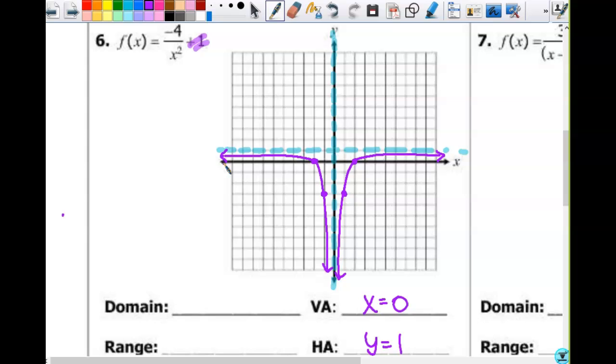Okay, so then my domain is -infinity to 0, 0 to infinity. My range, though, I'm going from negative infinity to 1. And I don't include either one of them. What questions do we have? Anything at all? Give you a second to finish writing.